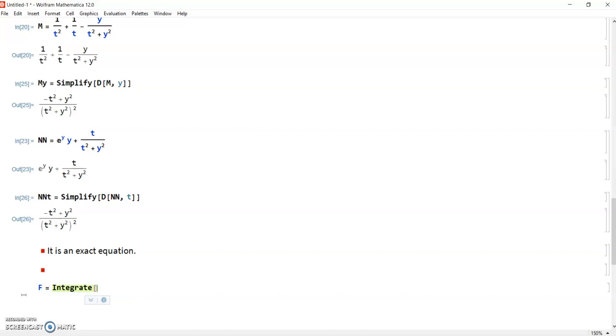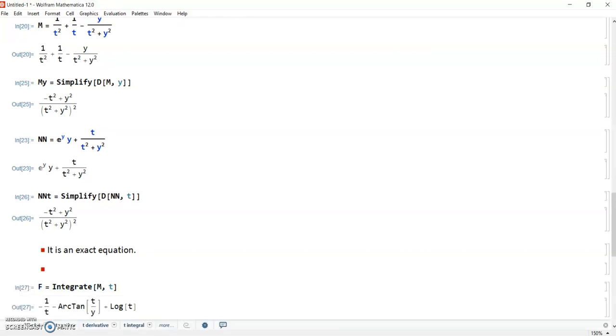m, because now m and n are both equal. The partial of m with respect to y and the partial of n with respect to x are both equal, so we can integrate either m or n. Okay, so this m will be integrated with respect to t, and execute the command, so it will be this value.